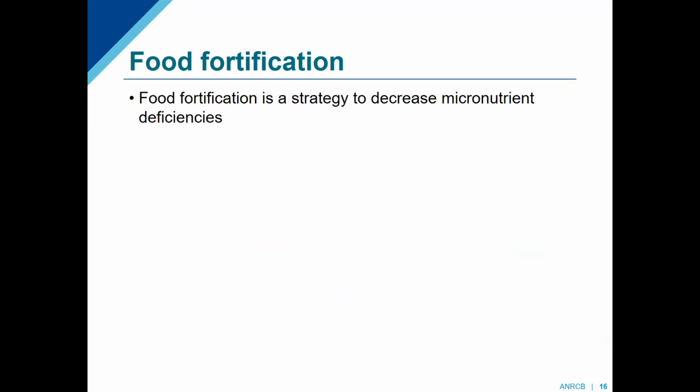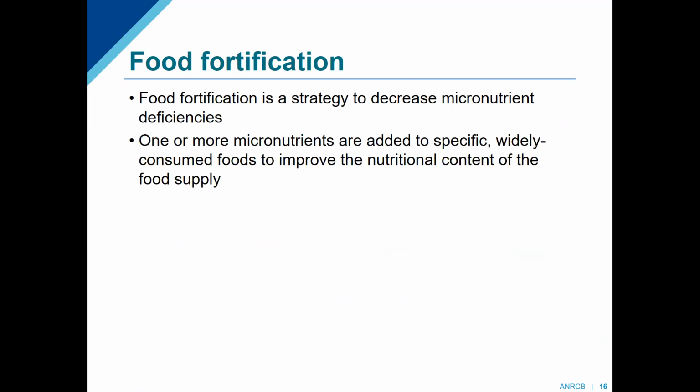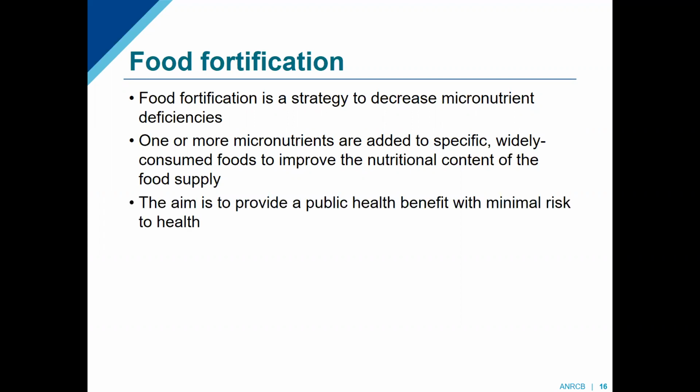I wanted to spend a little bit of time talking about some of the specific strategies that we have within food systems to improve nutrition. So one important one is food fortification. So food fortification is a strategy really to address micronutrient deficiencies, and it involves putting one or more macronutrients into foods that are widely consumed. And the idea is to improve the overall nutrition of the food supply. And the goal here is to improve public health without posing any kind of risk to that health.